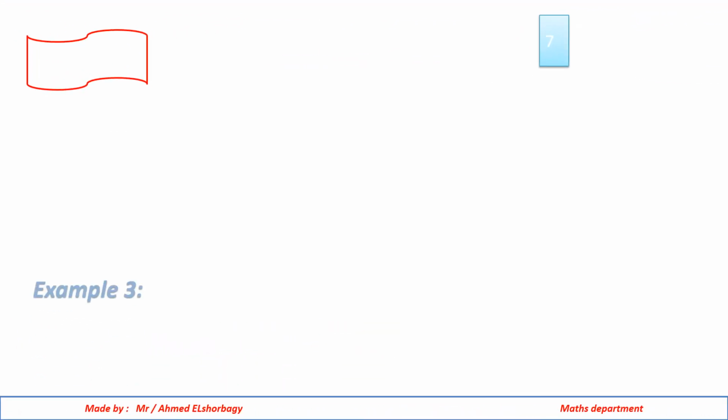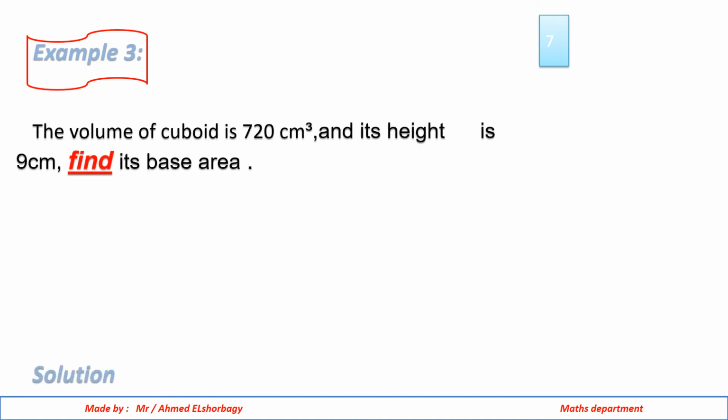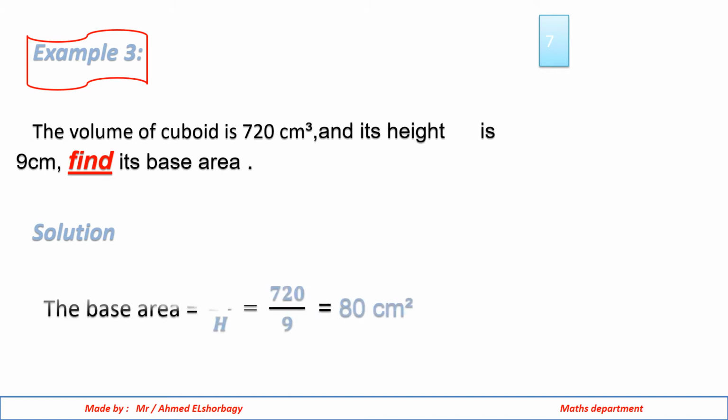Example number 3. The volume of a cuboid is 720 cubic centimeters and its height is 9 centimeters. Find the base area. We have here the volume, so we can find the base area. So the base area equals volume over the height. So 720 over 9 equals 80 square centimeters.